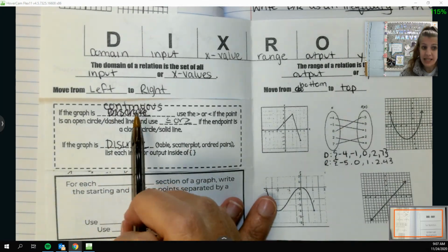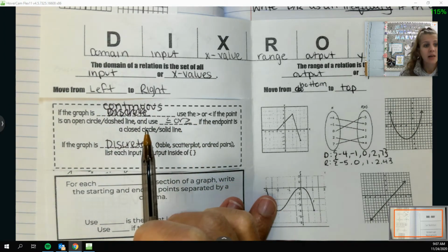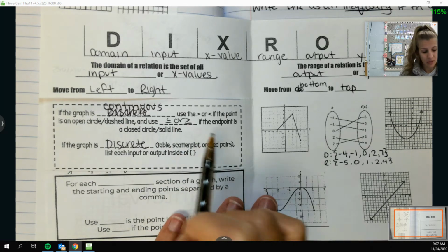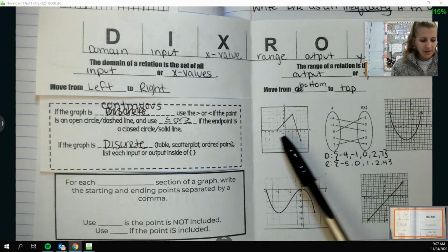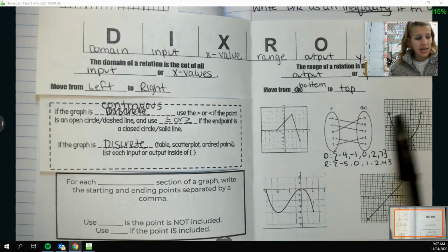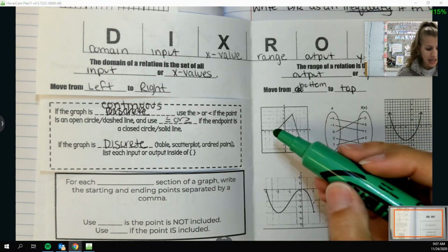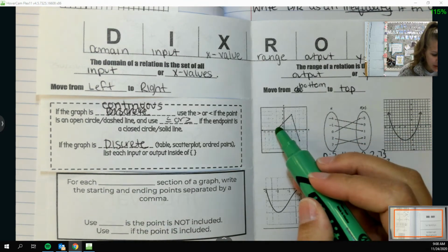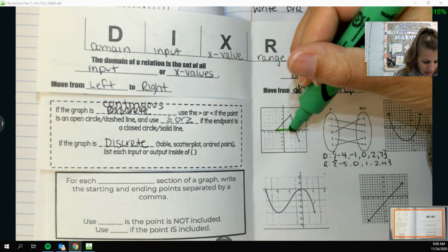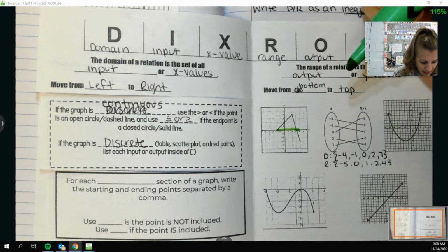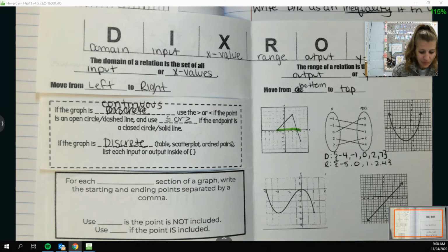So when the graph is continuous, I need to use my less thans or greater thans or less than or equal to or greater than or equal to symbols. The way that I do this, if the graph does not have arrows, is for a domain, I think about moving from left to right. There is no graph until this spot right here, and then there's graph, and then there's graph. And once I get all the way over to that point there, there's no more graph. So I can't go any further than that.